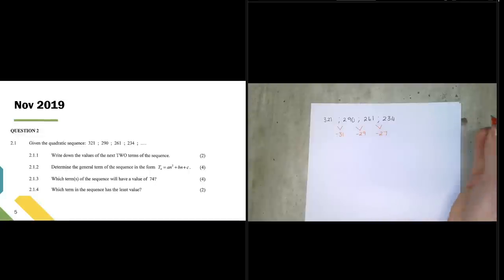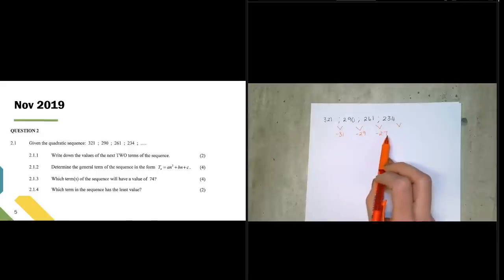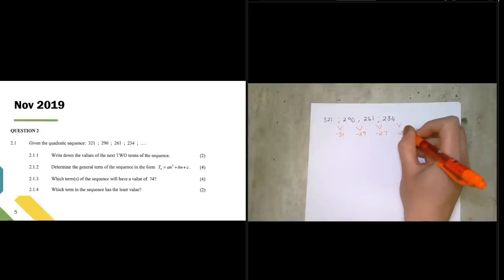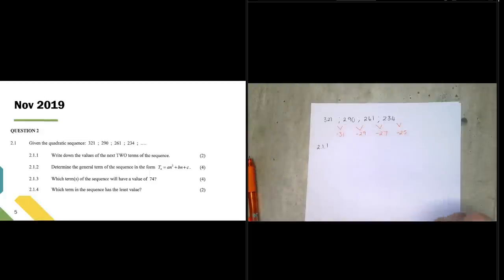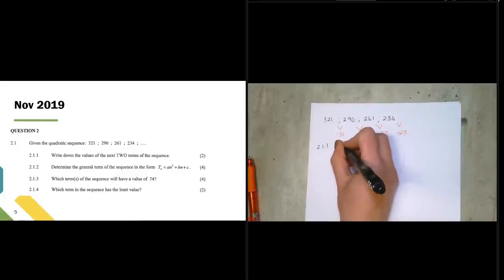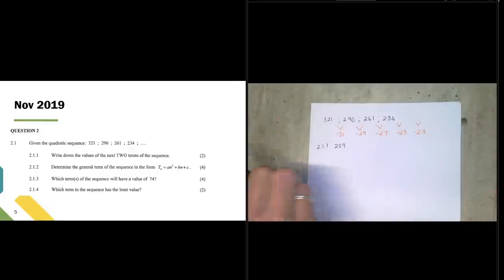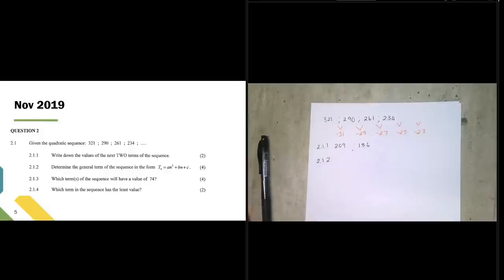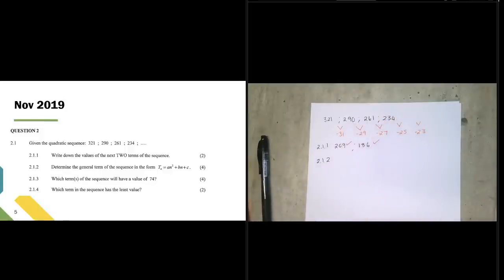So, what would be the next one? Remember we said the first differences make an arithmetic series or a linear. Negative 31, negative 29, negative 27. So, next would be negative 25. So, if you subtract 25, our next number in the sequence would be 209. And then if I subtract 23 from 209, the next one would be 186. That question, as you see, counted 2 marks. It is 1 mark for each of your answers.